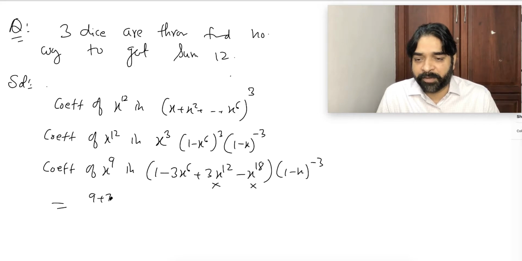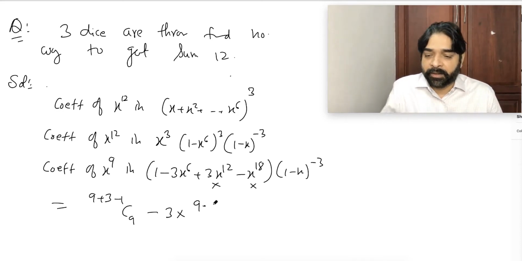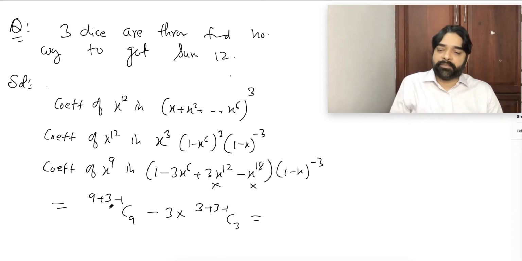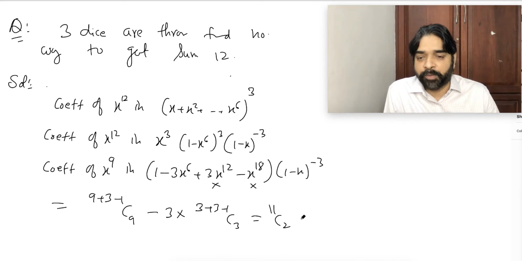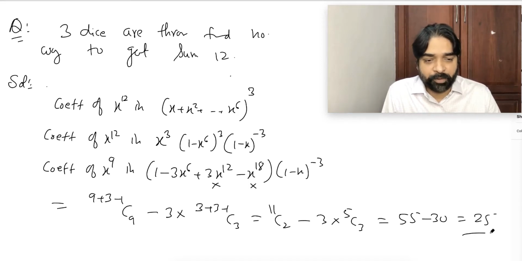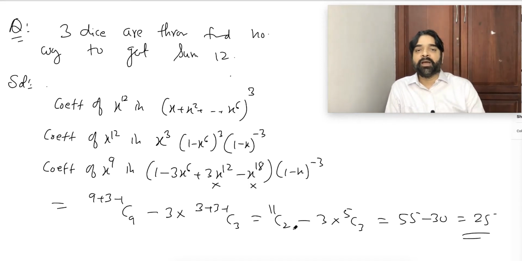So I will get coefficient of x power 9 in 1 minus x power minus 3. That will become 9 plus 3 minus 1 C 9, minus 3 into x power 6 already there, the coefficient of x power 3, which will be 3 plus 3 minus 1 C3. So that is 11 C9, or you can say 11 C2, minus 3 into 5 C3. 11 C2 is 11 into 10 by 2 means 55, minus 5 C3 is 10, 3 into 10, 30. Answer will be 25, if I didn't make any calculation mistake. How many of you got 25?